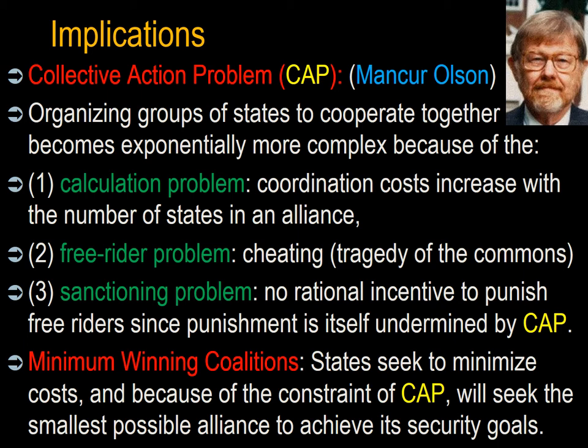So ultimately, the collective action problem predicts that most alliances will be minimum winning coalitions. States will seek to minimize costs and the coordination costs of the calculation problem, the free rider problem, and the sanctioning problem, and will therefore seek the smallest possible alliance to achieve their security goals.